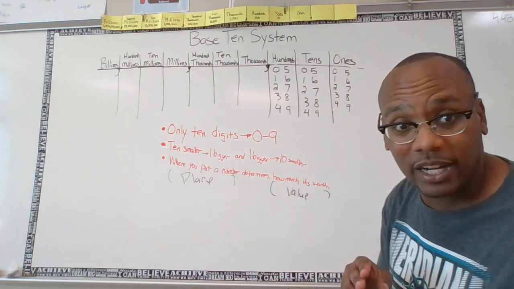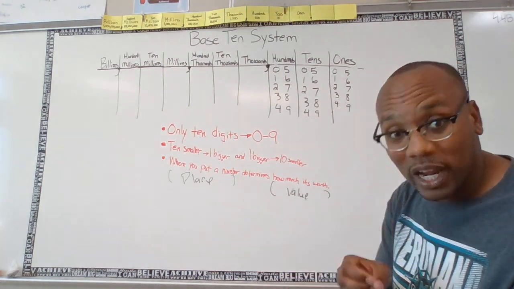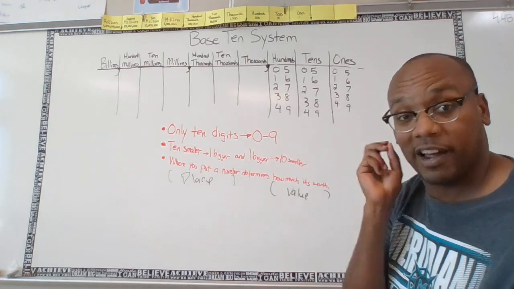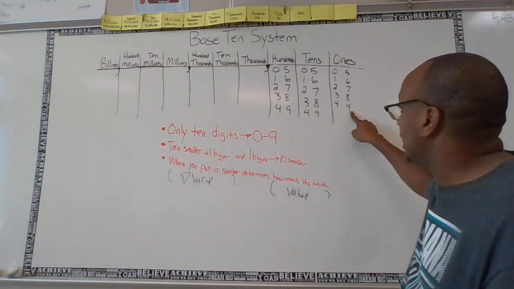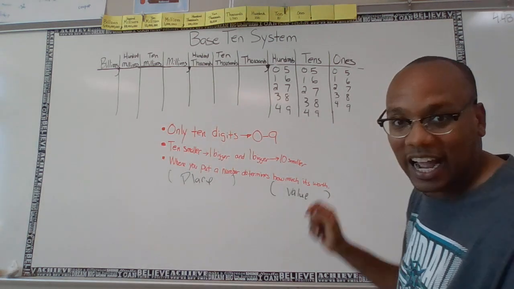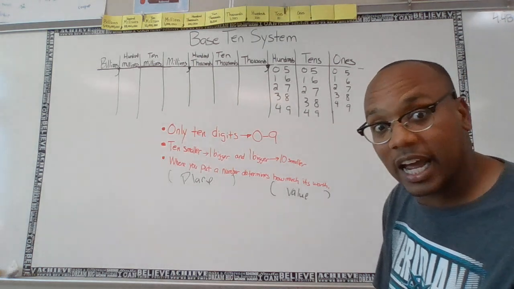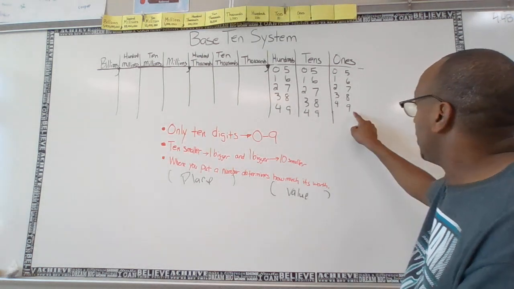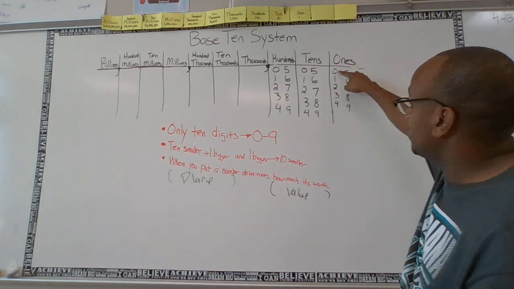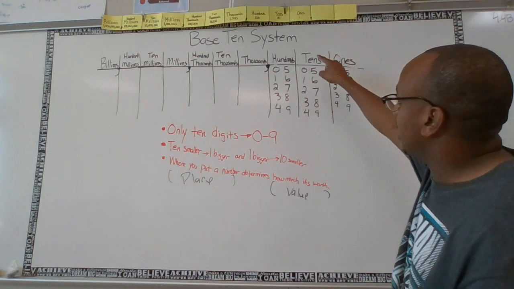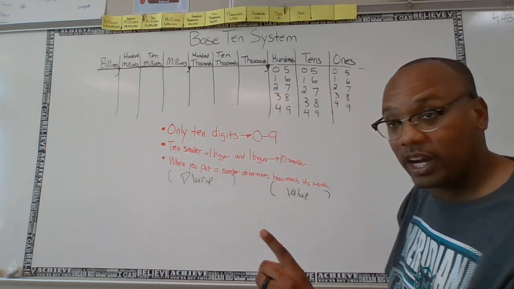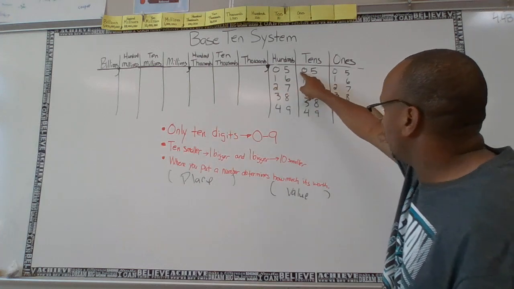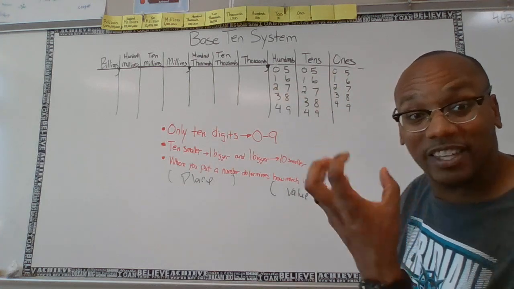You can go through 90 through 99. When I get to 99, if I add 1 more to it, I can no longer have a 9 in the ones place or a 9 in the tens place. 99 plus 1 is 100. That means the 9 here goes back to 0, and the 9 here goes back to 0, and then I move the 1 to the left. 100 is 1, 0, 0 because of the system.